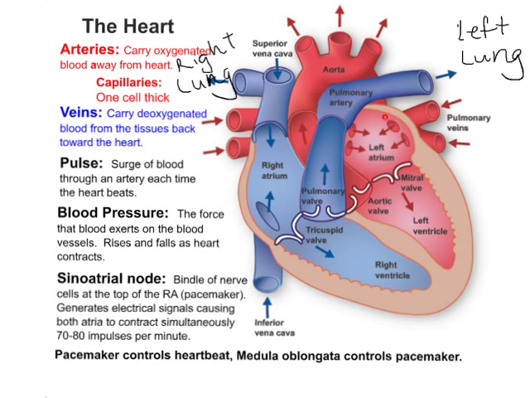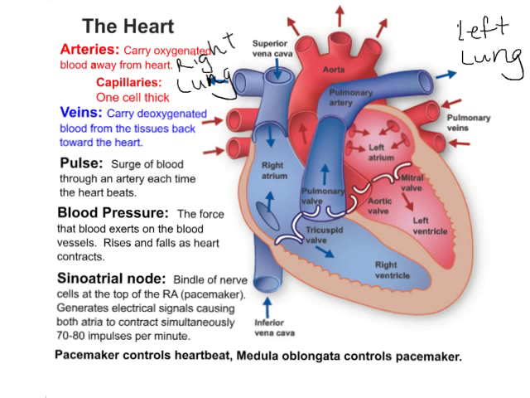So blood enters the heart in the atriums and it exits through the ventricles. So we are now in the left atrium. Blood is then pumped to the left ventricle, and from the left ventricle, blood is pumped through the aorta out into all parts of the body.